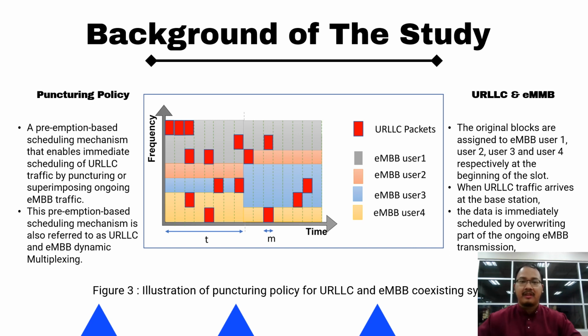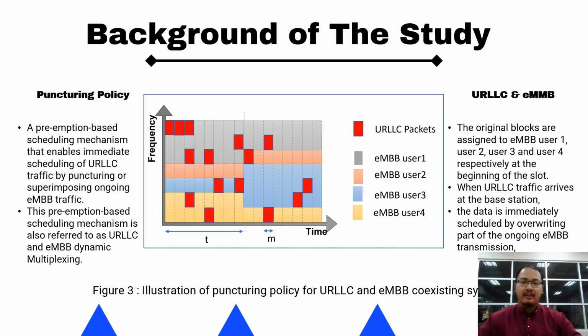numerologies for the subcarrier spacing and slot length, code block group based transmission, bandwidth part, and preemption-based URLLC scheduling. A preemption-based scheduling mechanism enables immediate scheduling of URLLC traffic by puncturing or superimposing ongoing eMBB traffic. This preemption-based scheduling mechanism is also referred to as URLLC and eMBB dynamic multiplexing.